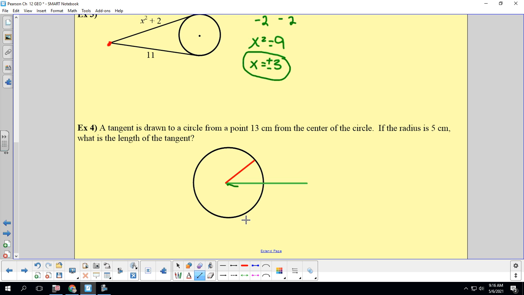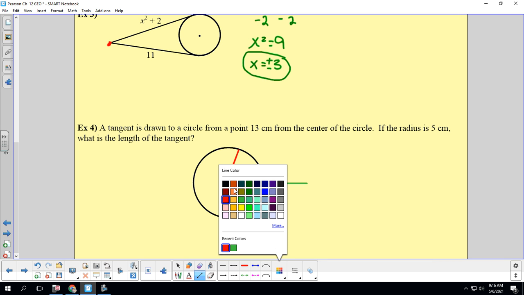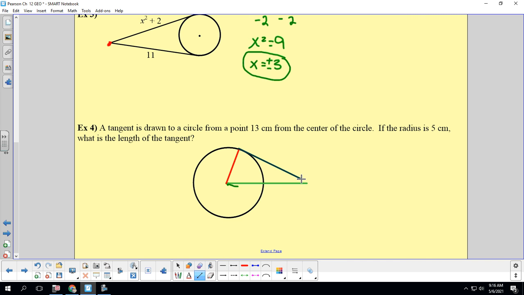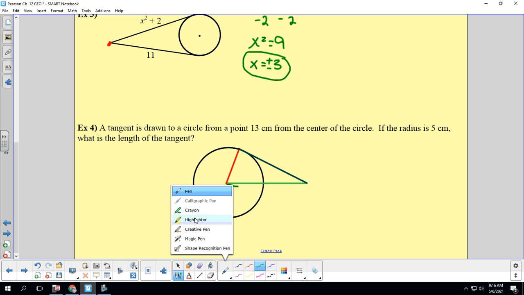What is the length of the tangent? I should draw this so that it looks like what it's supposed to be. Okay. So the tangent line is going to go past the circle. It's going to hit our 13. We know that this has to be a 90-degree angle. This is 5, this is 13, and then this is our tangent.